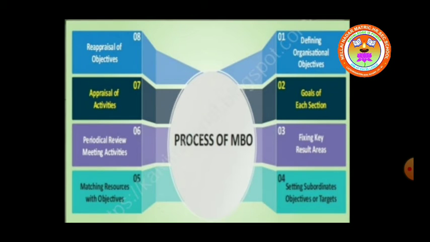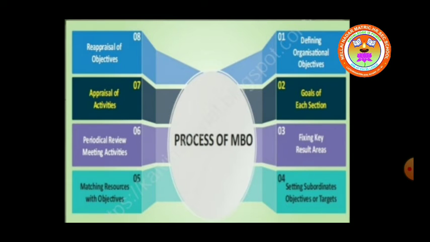Third one, fixing key result areas, that is KRA. Key result areas are fixed on the basis of organizational objective. Key result areas are arranged on a priority basis. KRA indicate the strength of an organization. Examples of KRA are profitability, market standing, innovation, etc.